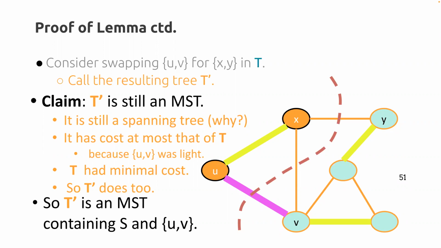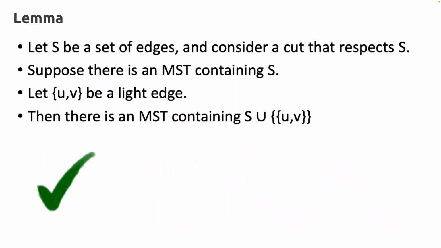It is a minimal spanning tree containing S and UV. So if our light edge was in the tree we were thinking about originally, then we're done. If it was not in the tree we were thinking about, we can create a tree that is still minimal that has our light edge. Therefore, if our algorithm only picks light edges, it will be correct. Cool. That is the lemma, and we have proven it.